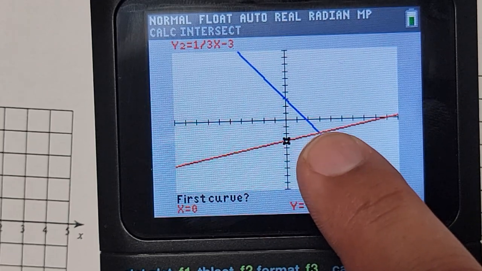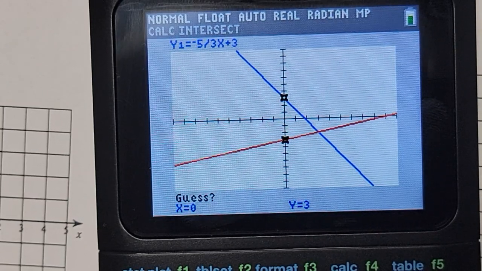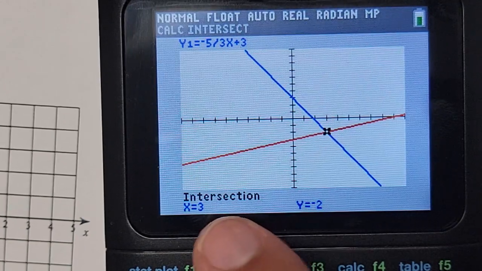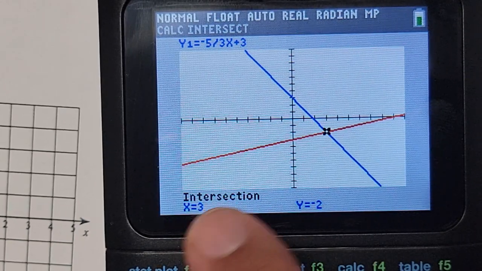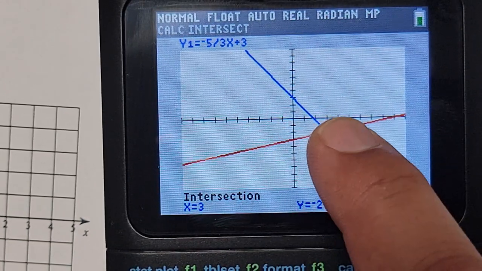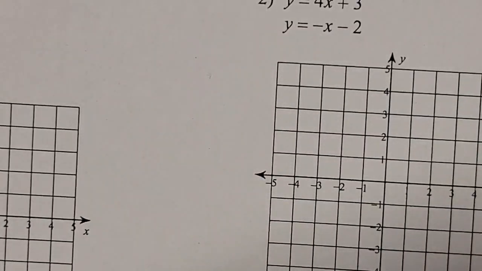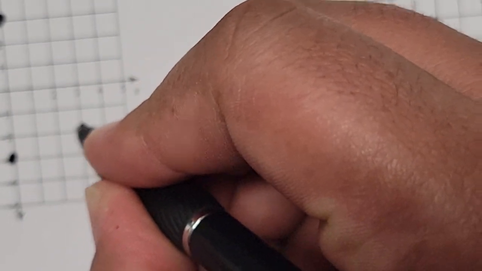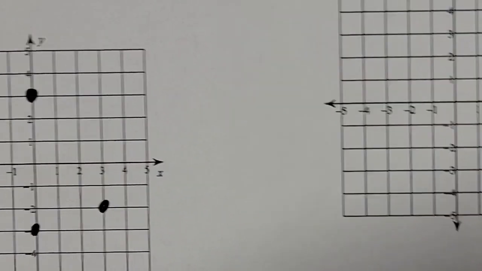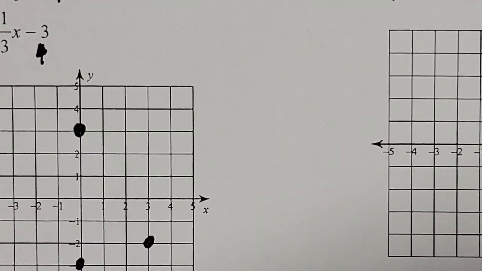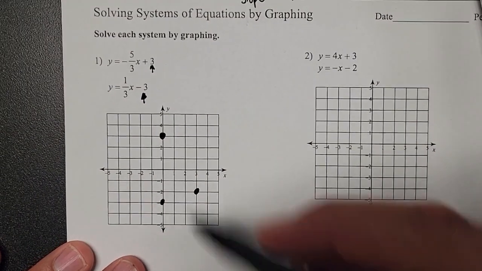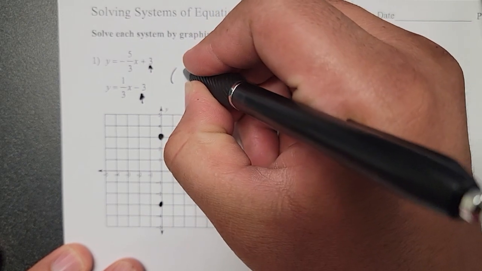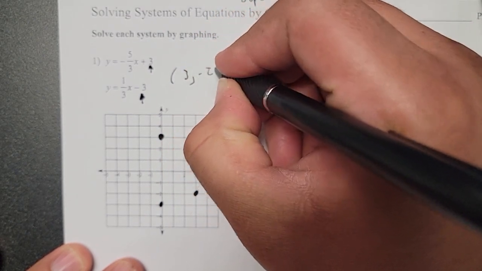So what we're going to do is push enter 3 times. 1, 2, 3. And we're going to get the intersection, 3, negative 2. So to the right 3, down 2. So if I go to the right 3, down 2, right here. Now, oops, let me zoom out. There you go. So my answer to this question is 3, negative 2.